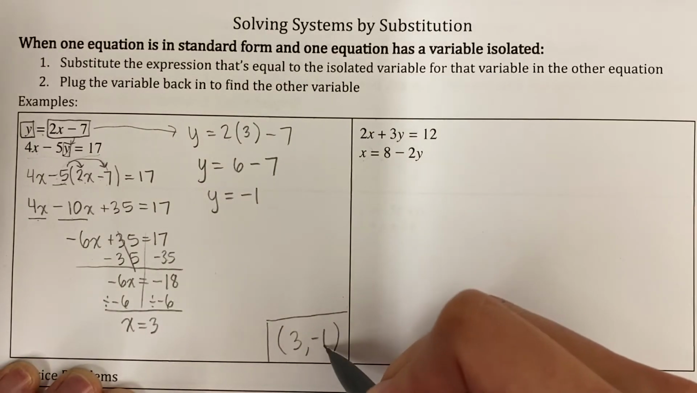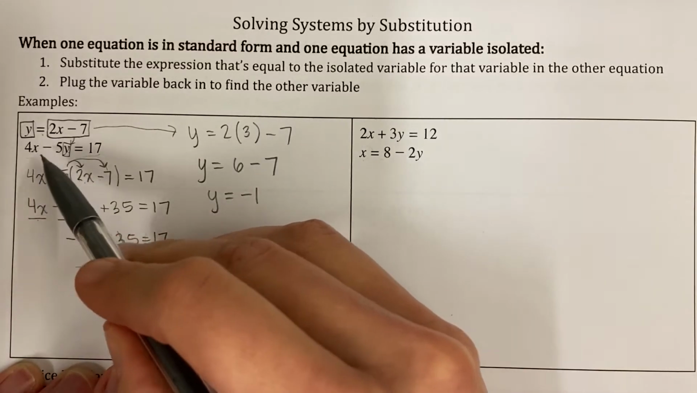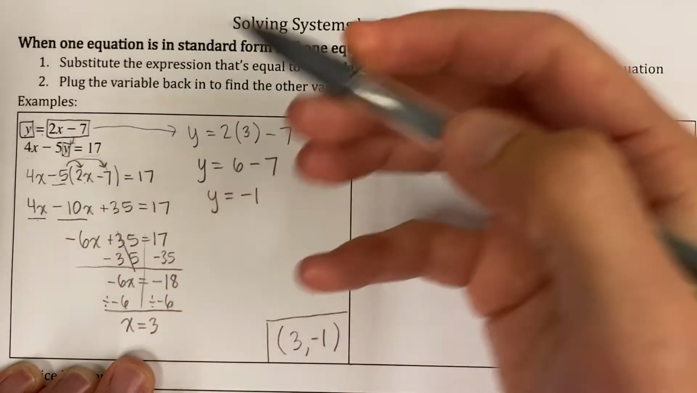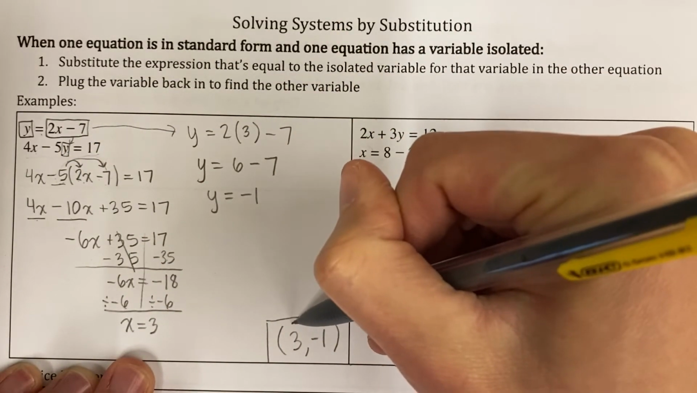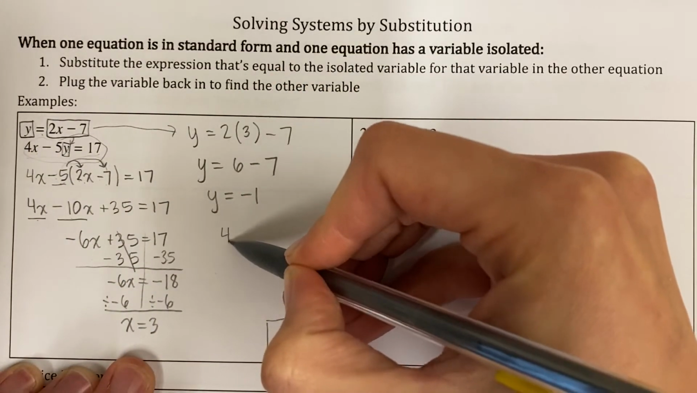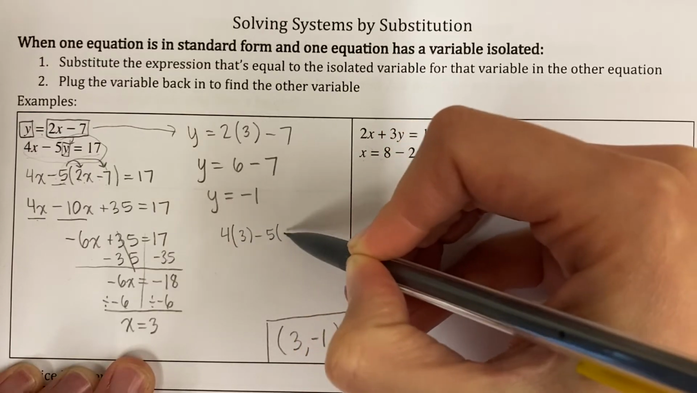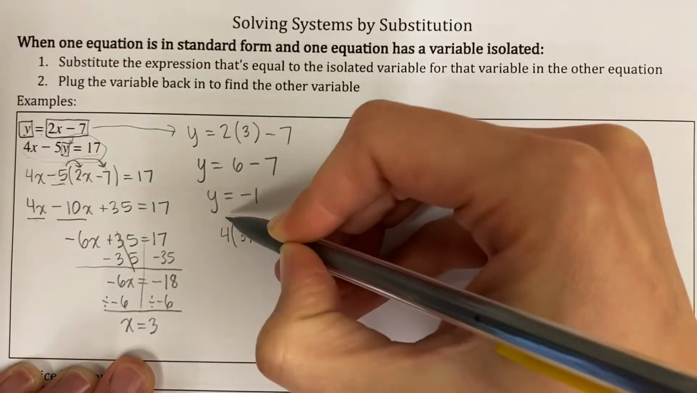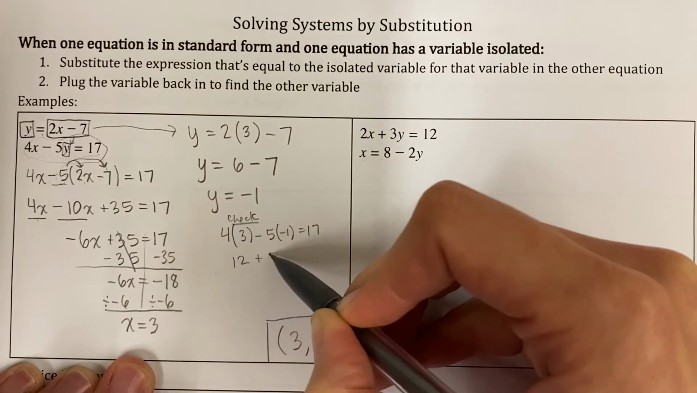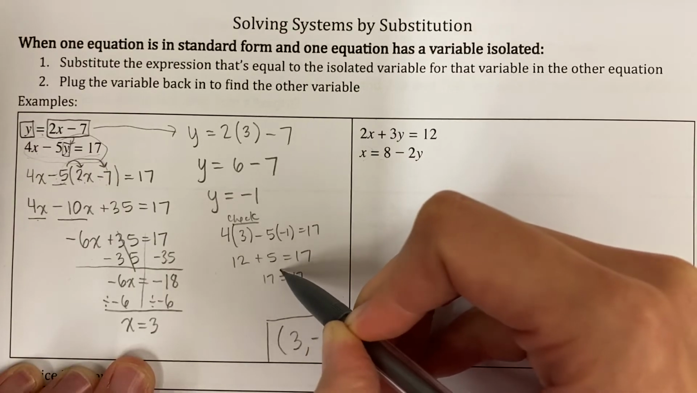So I get this point, okay? Now, I could have plugged 3 in here and done 4 times 3, and then I could have gotten y by itself. I would have gotten the same answer. Like I said, this one was easier. And what I'm going to do now is I'm just going to really quick plug this into the other equation to check it. I'm going to say, okay, so I got 4, my x is 3, minus 5 times negative 1 equals 17, right? I'm just checking my answer right now. So that's 4 times 3 is 12, plus 5 equals 17. And that's right, 12 plus 5 does equal 17.